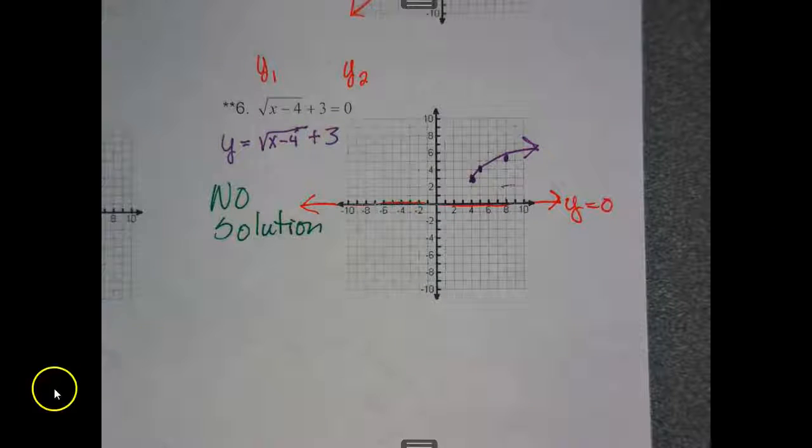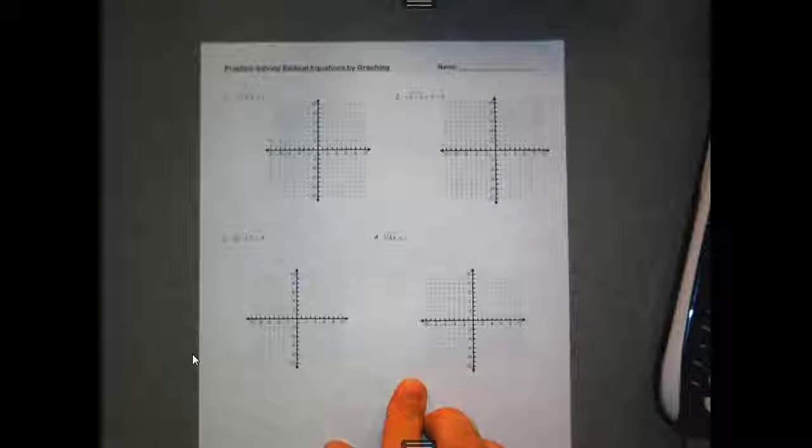Your practice work is going to be, you have 4 problems. That's it.